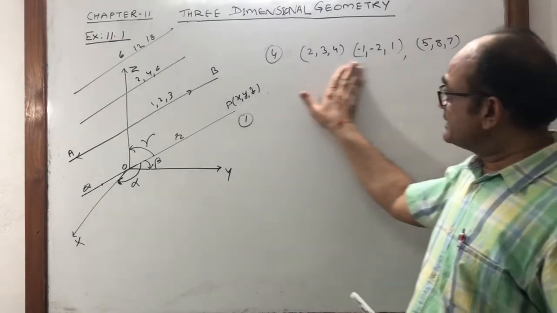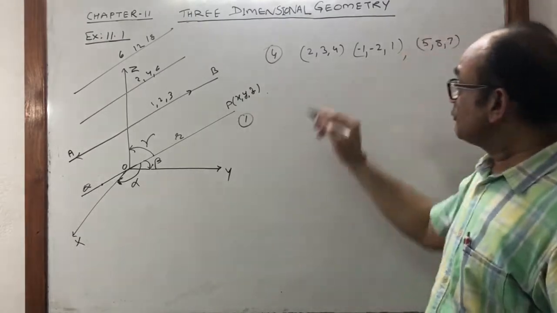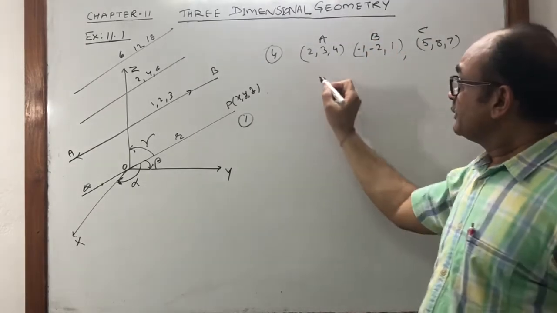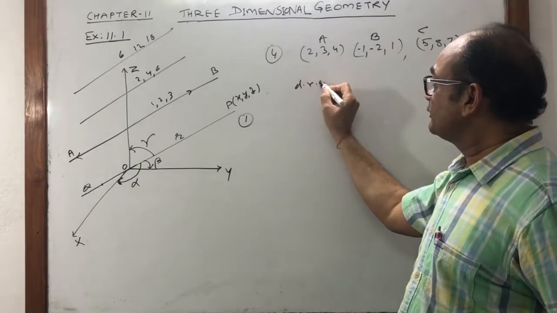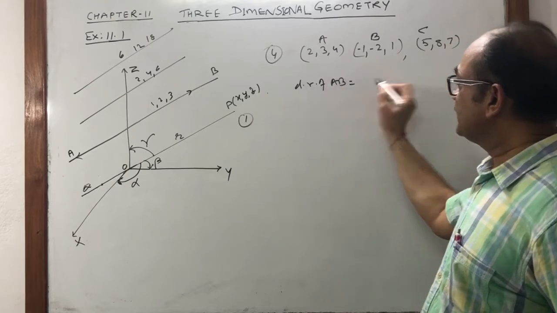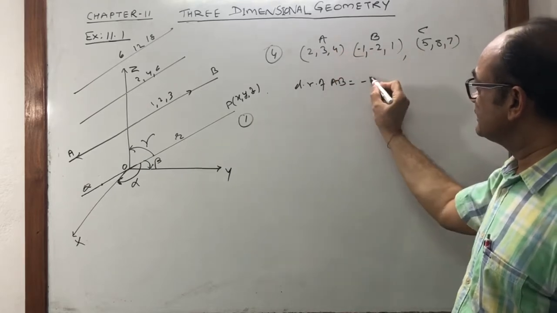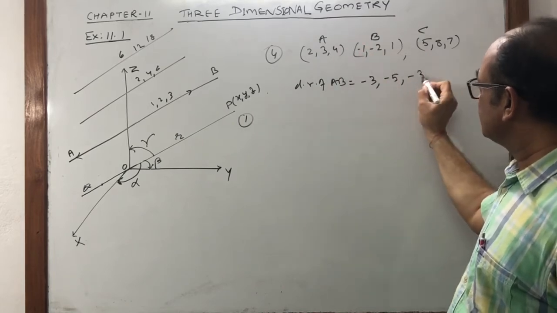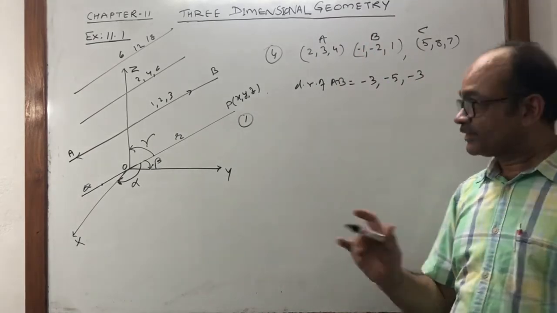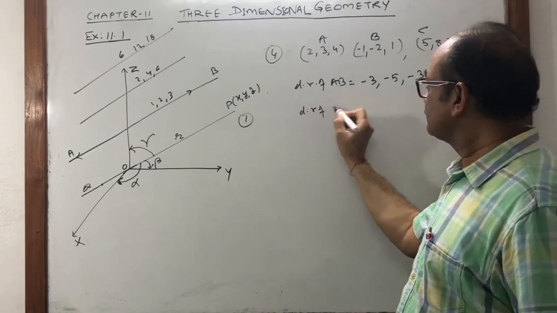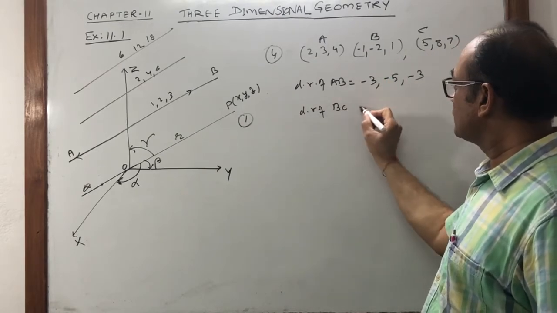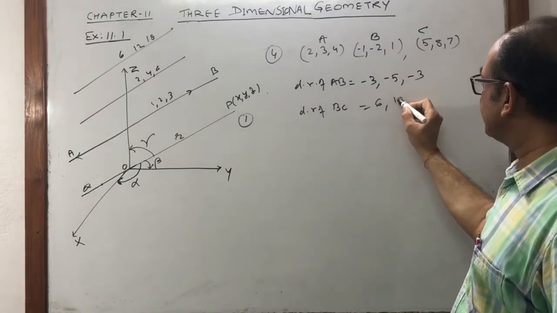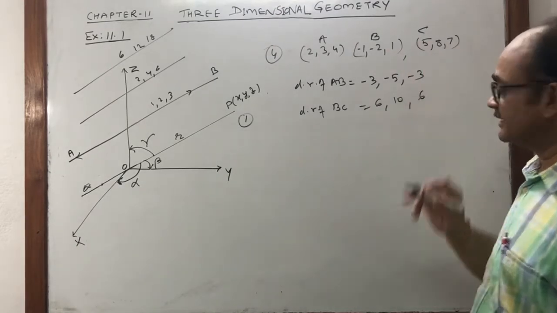To prove that these 3 points are collinear, suppose A, B and C. So first we have DRs of AB. What are the DRs of AB? This minus this, second minus and third minus. These are the DRs of AB. Now what about DRs of BC? 5 minus, that is 6, 8 minus, that is 10, and 7 minus, that is 6.